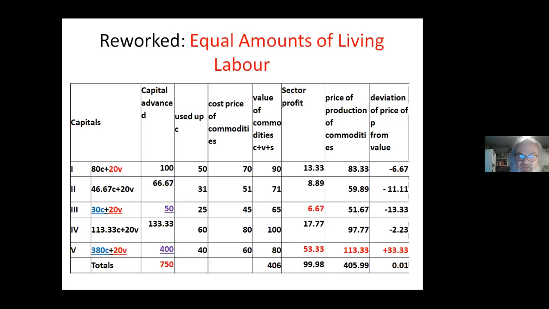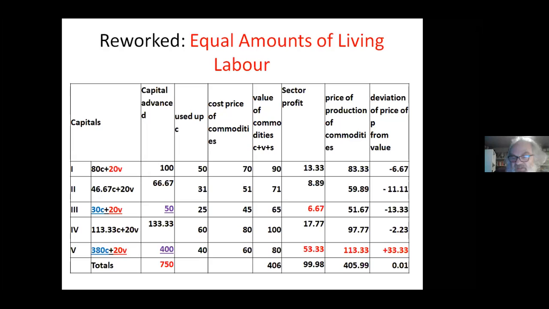Now, remember again, we've got equal amounts of living labor being set in motion in the different sectors, but they generate different amounts of profit because the capital required to set them in motion is different. So the profit arises not directly out of the amount of labor, but does arise directly out of the amount of capital. Okay.